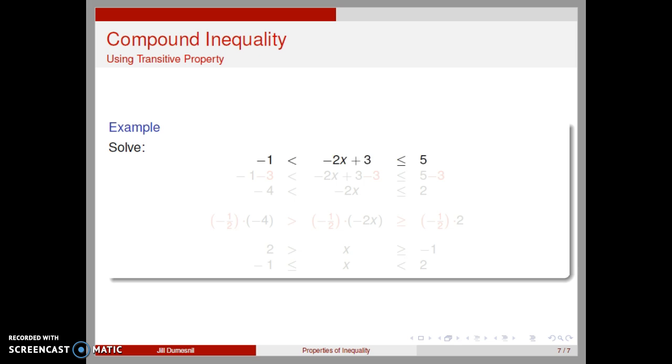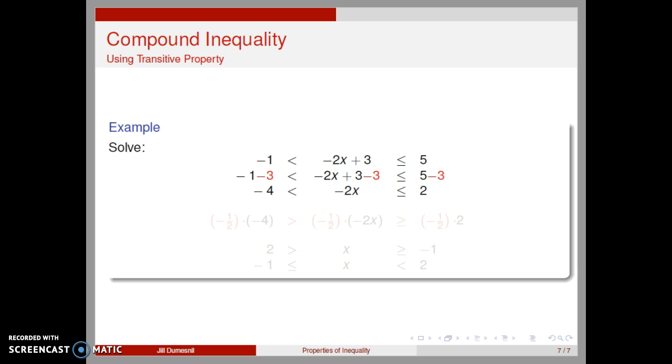Let's solve the compound inequality negative 1 is less than negative 2x plus 3 is less than or equal to 5. We essentially have two inequalities that together say negative 2x plus 3 is between negative 1 and 5. We can subtract 3 from all sides of the compound inequality, producing negative 4 is less than negative 2x is less than or equal to 2.